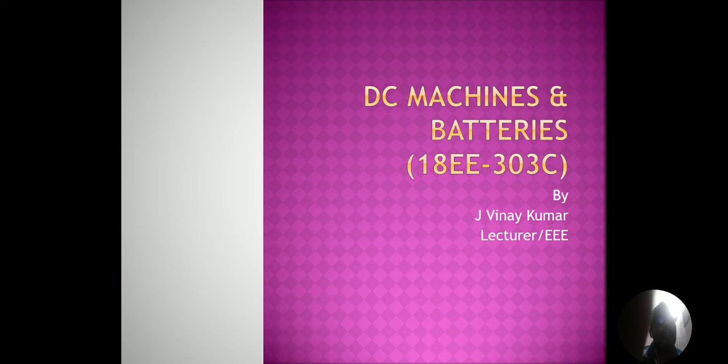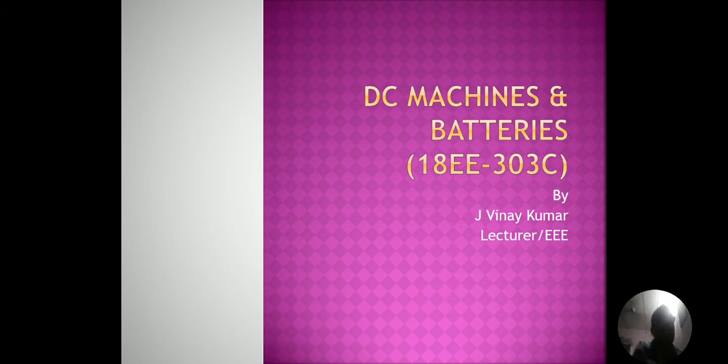Today we are going to discuss DC machines and batteries, and this curriculum is for diploma students. The subject code for this one is 18EE303. This subject mainly consists of 6 units.